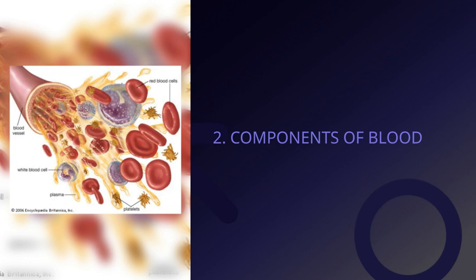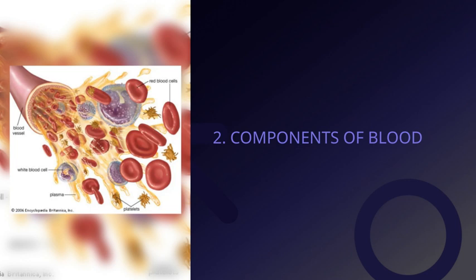Red blood cells are responsible for carrying oxygen from our lungs to the rest of the body and bringing back carbon dioxide to be expelled. They are packed with hemoglobin, which gives blood its red color and is key for oxygen transport.